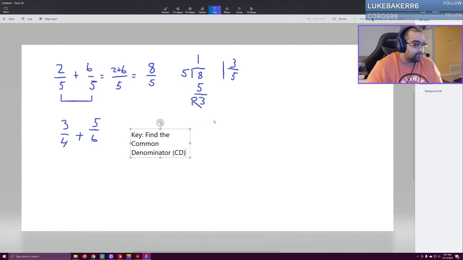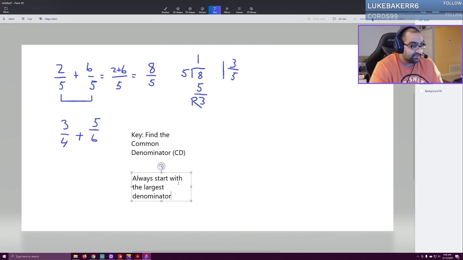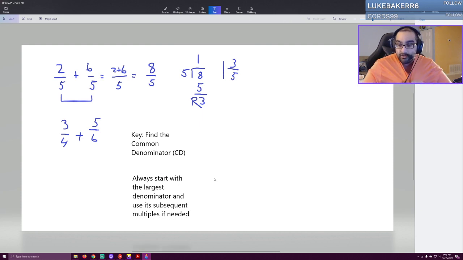Okay, so finding the common denominator, or the CD, is going to be the multiple of both the denominators that is in common between both 4 and 6. Remember, if you're having a tough time with it, Alyssa, go back to the very important note I put here regarding the common denominator. You always start with the largest denominator first and use its subsequent multiples if needed. So it's always going to be the biggest number in the denominator or higher.